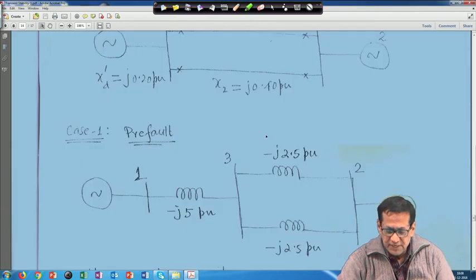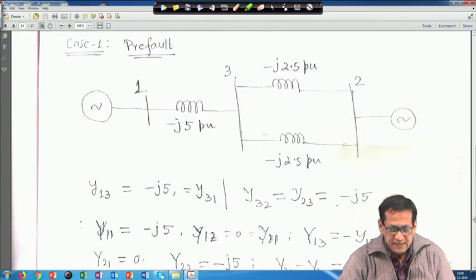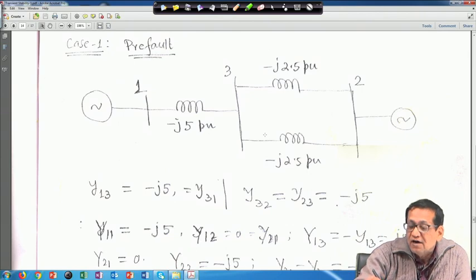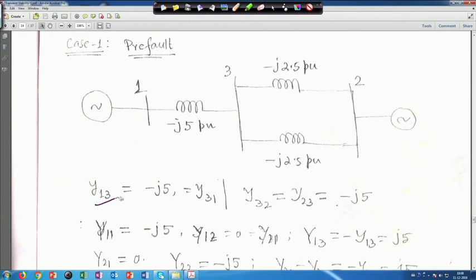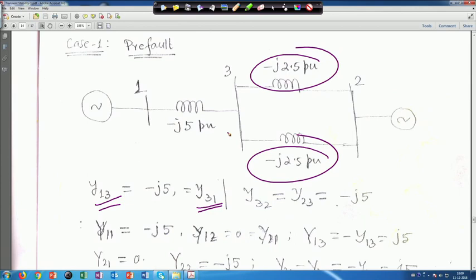So, in this case what will happen, if you look into this, y 13, I told you, small y 13 is equal to minus j 5 is equal to y 31, right. Similarly, y 32, if you take y 32 is equal to y 23, minus j 5, because this is admittance. So, minus j 2.5, this is also admittance, minus j 2.5, they are in parallel. So, it will be added because it is admittance, right. So, y 32 is equal to y 23, that is minus j 2.5 minus j 2.5. So, total is minus j 5, right.